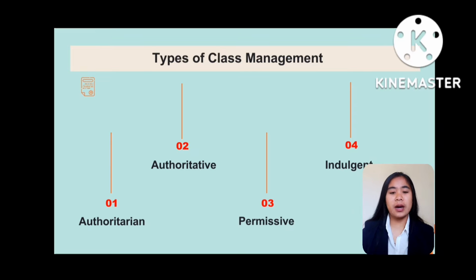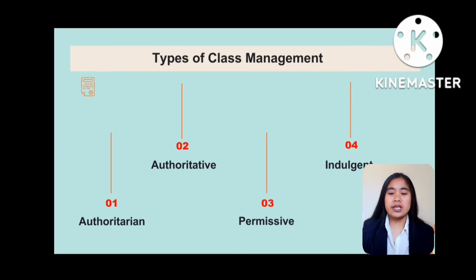Okay, the next is types of class management. There are four styles of classroom management: authoritarian, authoritative, permissive, and indulgent. They range from the teacher having very strong control and less student involvement to the teacher having less control and more student involvement. The first is authoritarian. The authoritarian classroom management style is described as a teacher having total control over the classroom. Students are not given the flexibility to be actively involved and responsive. The teacher maintains the spotlight and control over all aspects of the class.